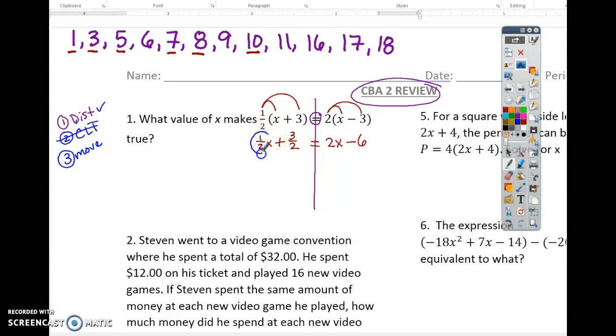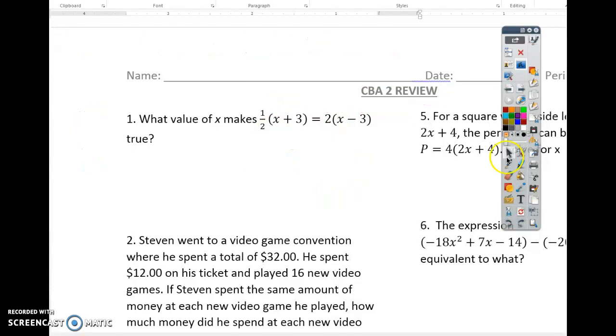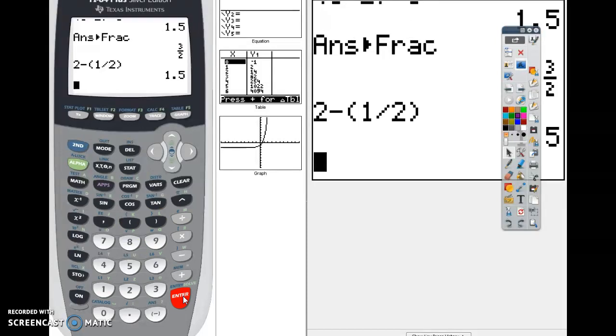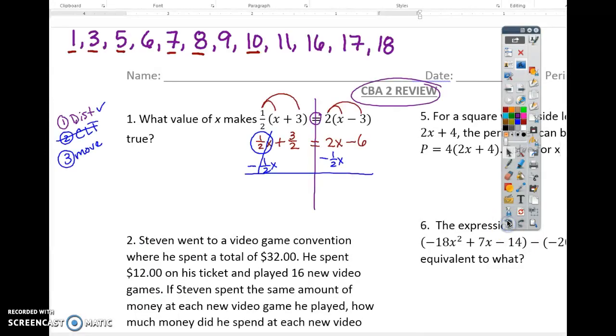Step 3, move the smallest variable. So out of the 1/2 x and the 2x, 1/2 is smaller. So you have to move the 1/2 x by subtracting 1/2 x from both sides. And remember, you're going to put it in parentheses in the calculator. 2 minus 1/2 in parentheses. So the calculator, 2 minus 1/2 is 1.5. And we can just leave it like that. If you want to leave it like that, let's leave it that way. So it's 1.5x. Bring down the minus 6 and bring down the 3/2.